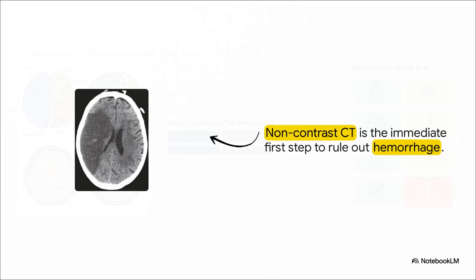But before you do anything else, the absolute, non-negotiable first step in any stroke code is a non-contrast head CT. Why? To definitively rule out an intracranial hemorrhage before you even think about intervention. Sure, a negative CT during the acute phase doesn't totally rule out an ischemic stroke, but it's an absolute requirement to safely move forward with any reperfusion therapies.